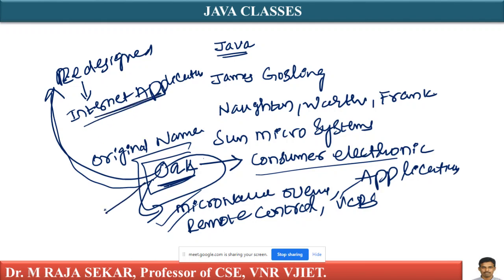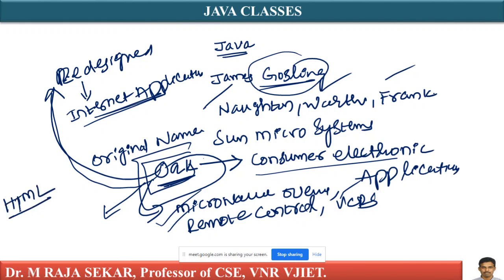Of course, Oak was also designed by the same team led by James Gosling. Under him, the members are Nathan, Worth, Frank, and Mike. As I told you, it was developed at Sun Microsystems. Java programs can be embedded in HTML. What is HTML? What is its purpose? I will discuss how HTML is associated with our Java program after two or three classes.